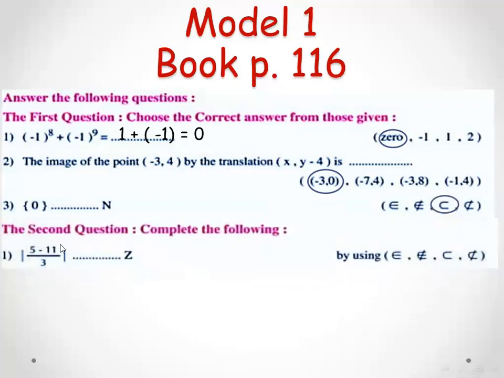Second question, absolute value of 5 minus 11 over 3. 5 minus 11 equals negative 6 over 3 equals 2, because they are between absolute value. 2 and Z. Excellent, belong.